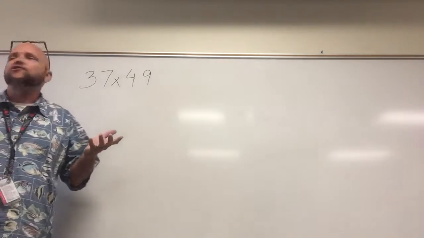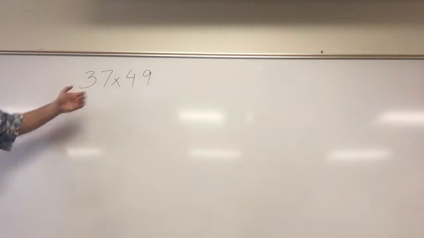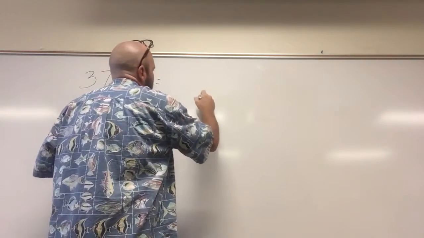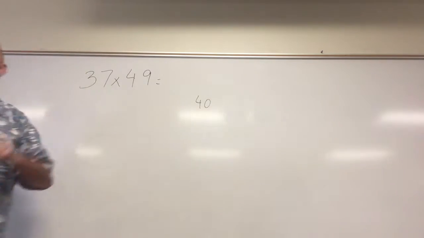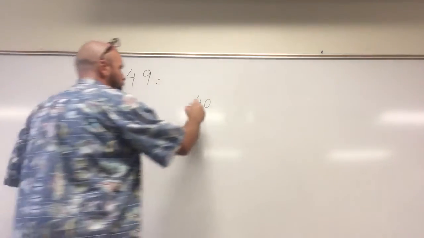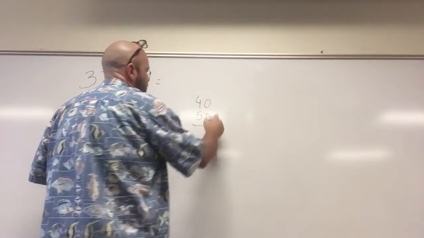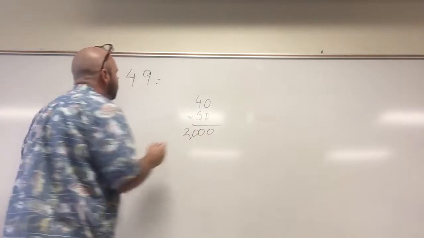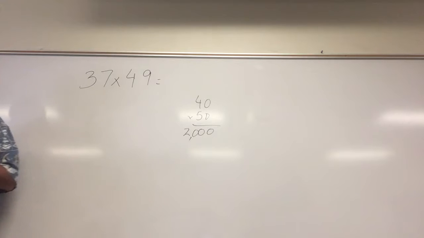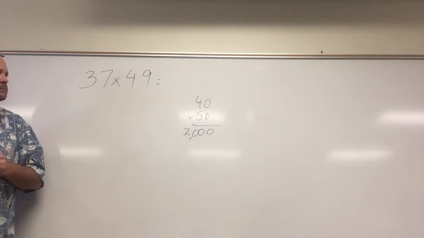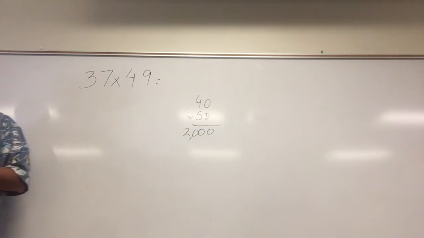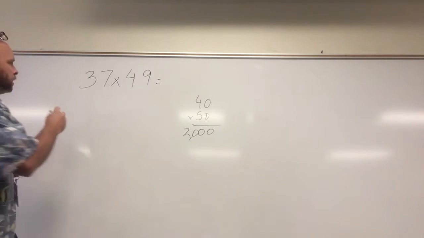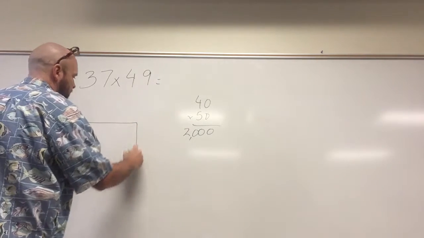Okay, and let's do an estimate again. What is 37 close to? 40. What is 49 close to? 50. Put my 2 zeros down. 4 times 5 is 20. So I want my answer to be somewhere around 2,000. So now, my lattice method.